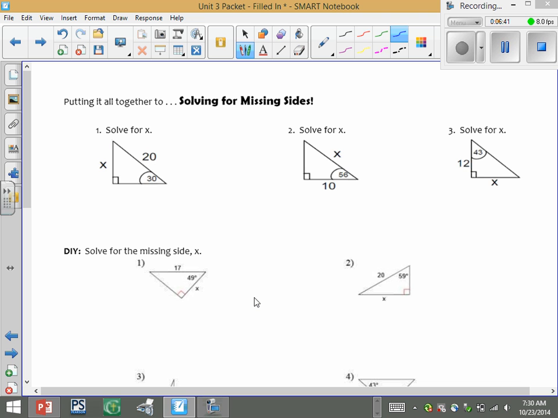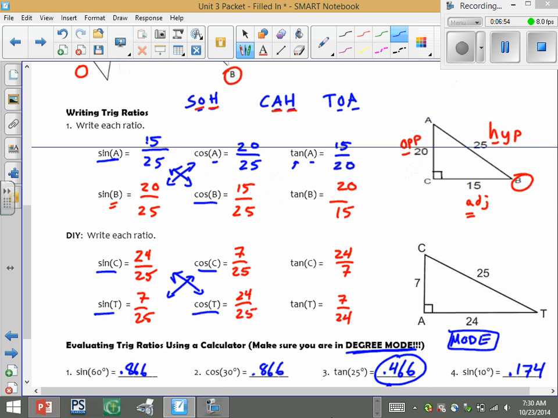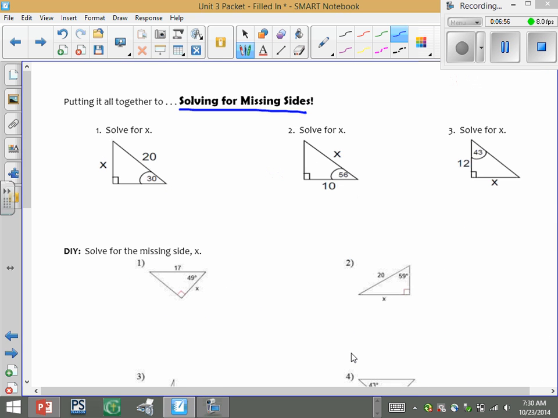One last thing here, let's make sure we're good to set these up before we start solving. On the previous page, we just set them up, figuring out which side is opposite and which is adjacent, and setting up the ratio. The big reason we want to use trig is to start solving these. So here are three steps I'm going to encourage you to follow.